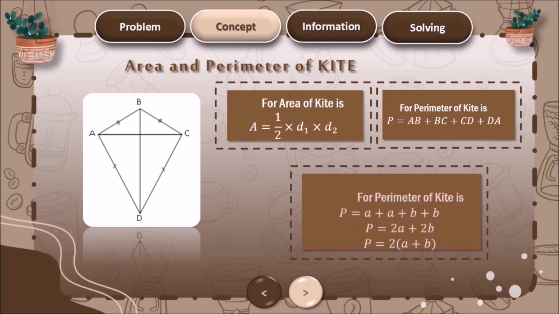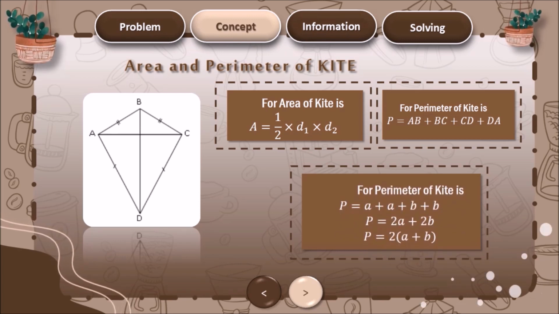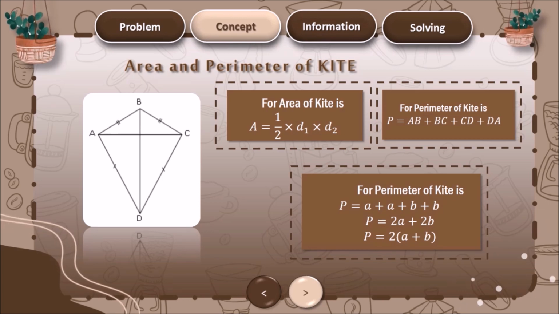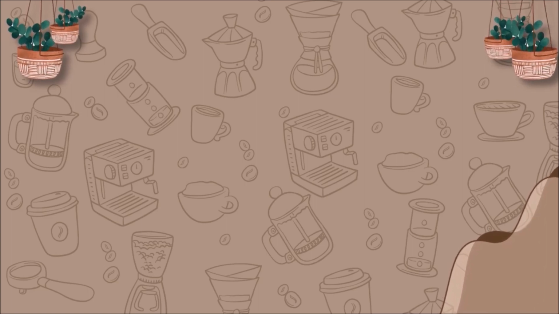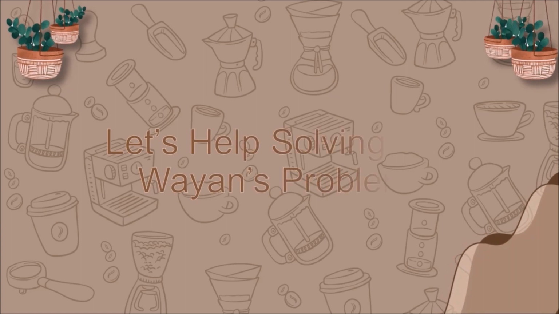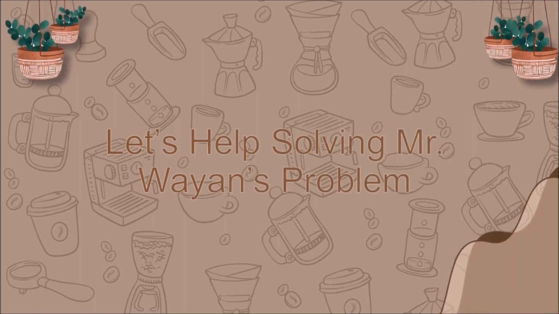As 2 is a common factor of all the terms, we can write it as 2 multiplied by (a plus b). Okay friends, we all already know the characteristics and formulas of the area and perimeter of a kite. Then we can solve the problem experienced by Mr. Wayan.